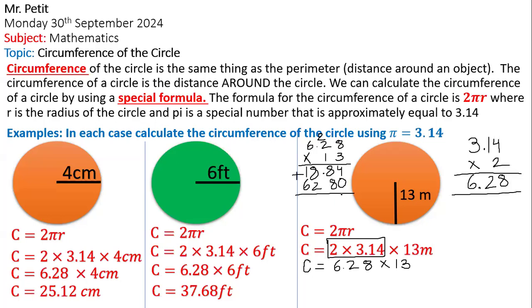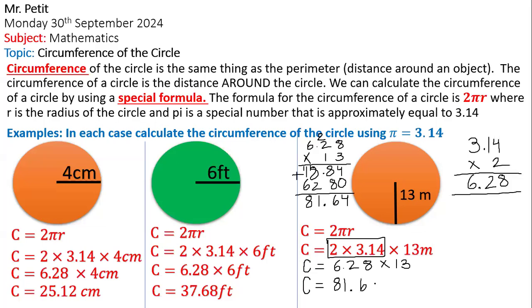4 plus 0 is 4. 8 plus 8 is 16. Put the 6 down, put the 1 up. 8 plus 1 is 9, plus 2 is 11. And 6 plus 2 is 8. So the answer is 81 point what? I forgot to put the 0. Yeah, don't forget the 0. So the answer is 81.64.